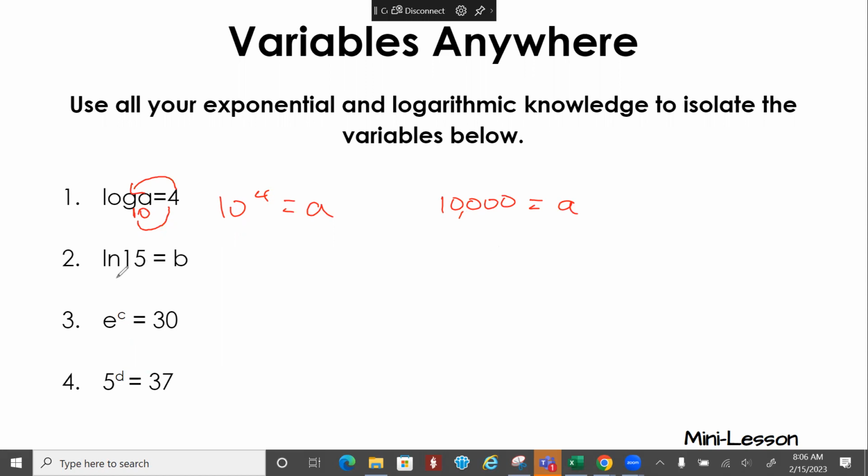Okay, this next one's a little tricky. Remember, ln is the same thing as saying log of base e. So how do I write this in exponential form? e to the b equals 15. Remember, e is 2.718, right? Now, it might be easier to just go ahead and write ln of 15. So if we put that in our calculator, we're going to get b equals 2.71, roughly.